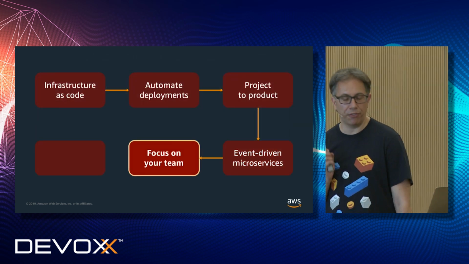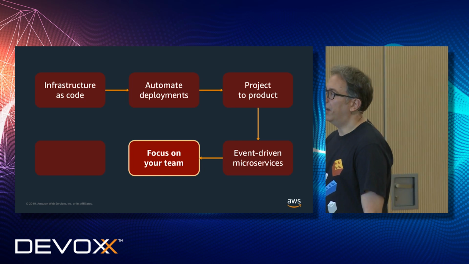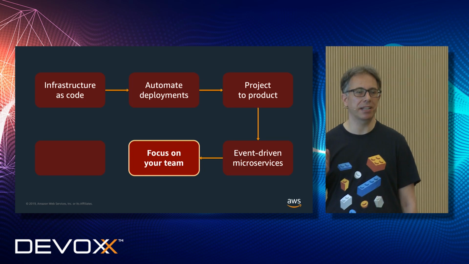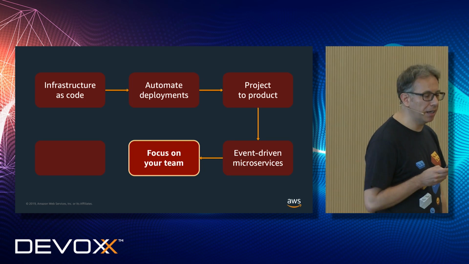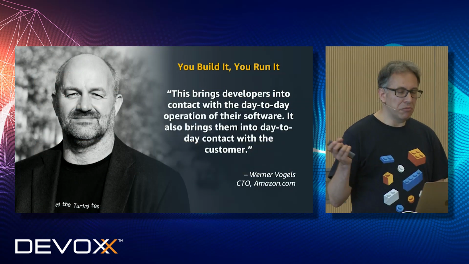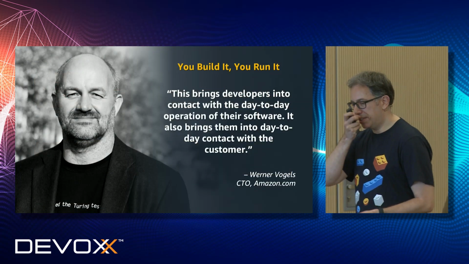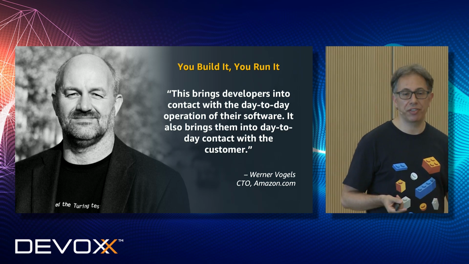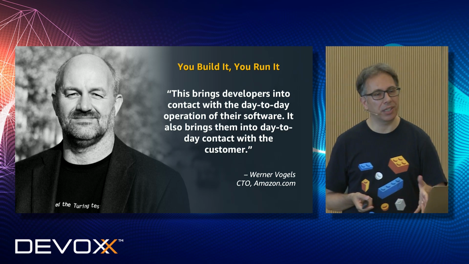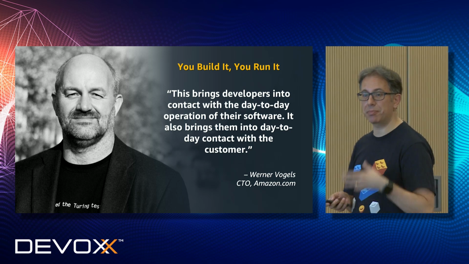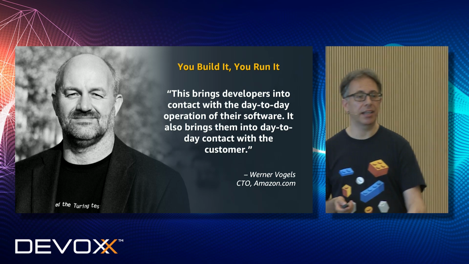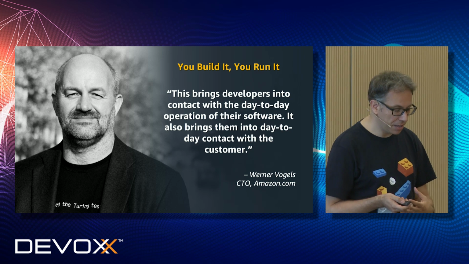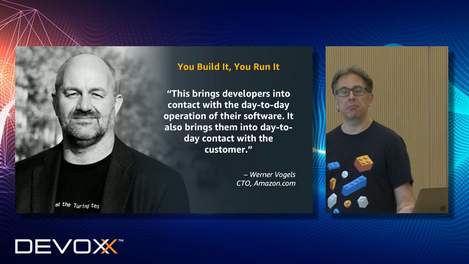Next step is focus on your team, and this is super important, so I will spend a little bit more time here. We have this approach in Amazon, this is our CTO, that the development team must be in charge of everything, from development to testing to deployment in production. It must be in touch with customers and get the feedback from customers. So how can we do that and be successful?